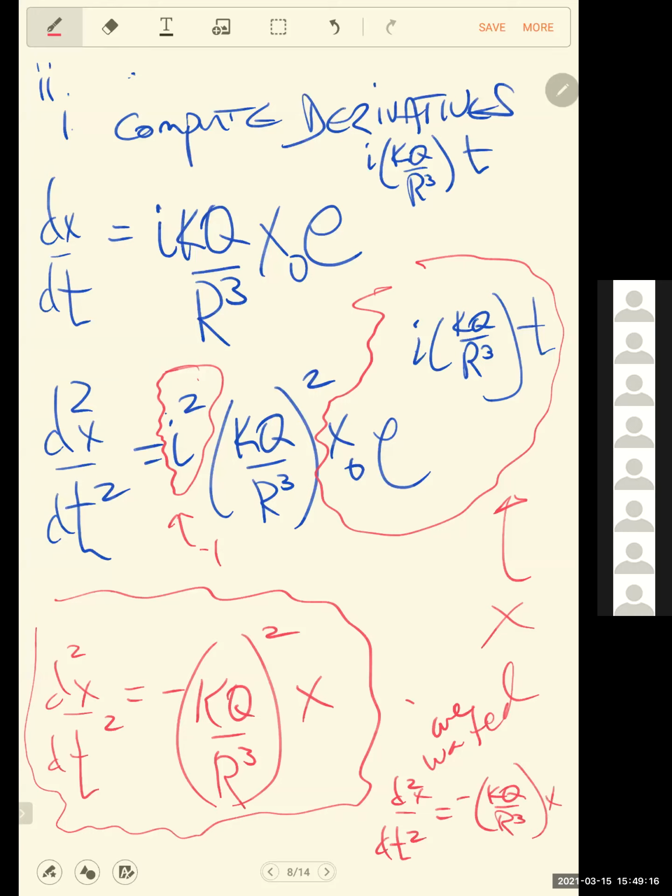But what we got was something that looked similar but was different. We got a different constant. So the answer is no, it does not satisfy that differential equation. That's the answer to that.